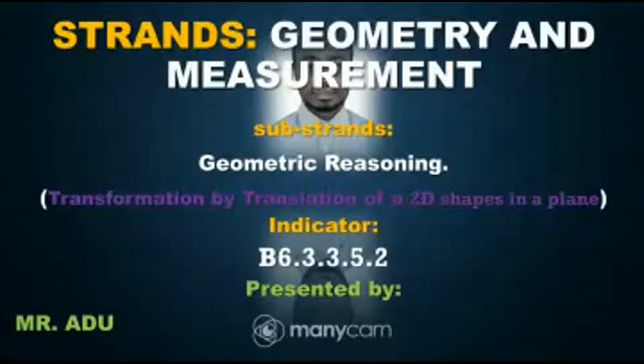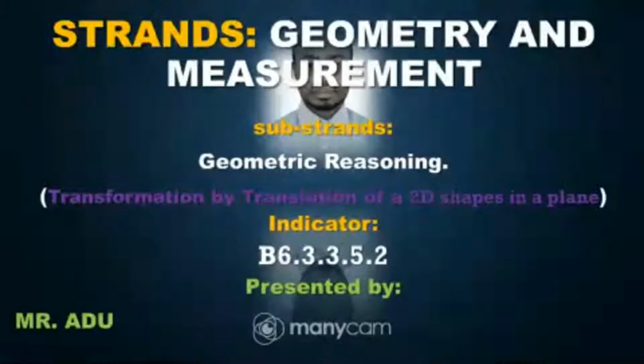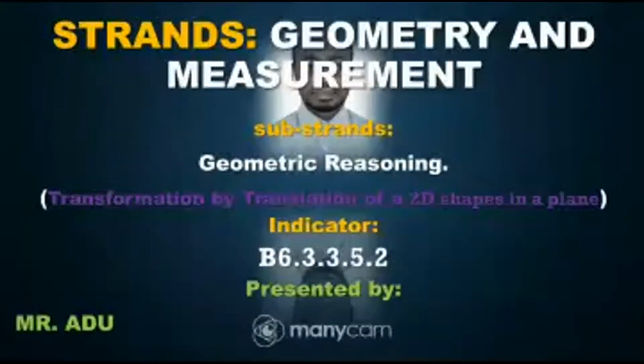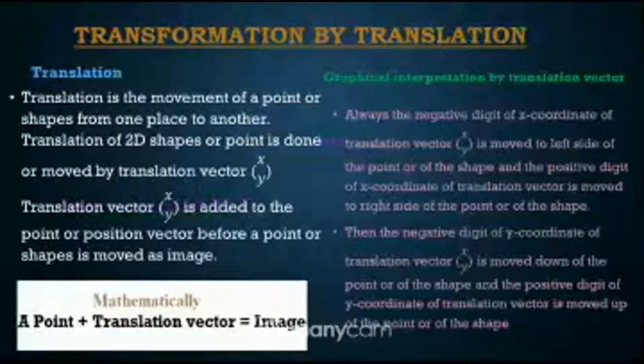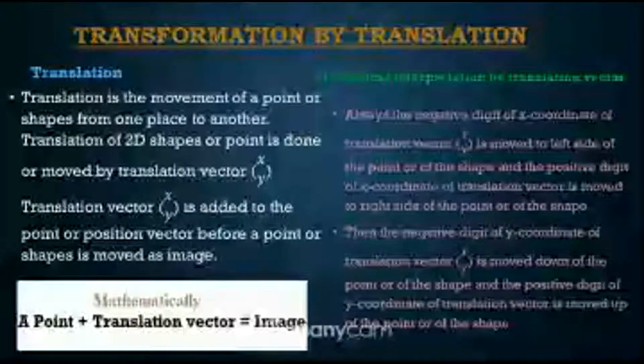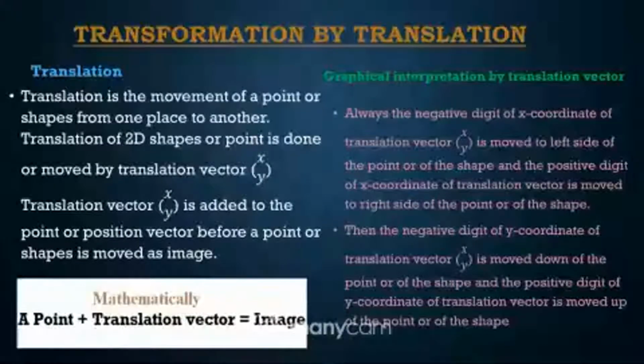Our lessons have been taken from the new curriculum of Basic 6, strand number 3, substrand 3.5, indicator 2. Transformation by translation: translation of a point or a shape from one place to another.